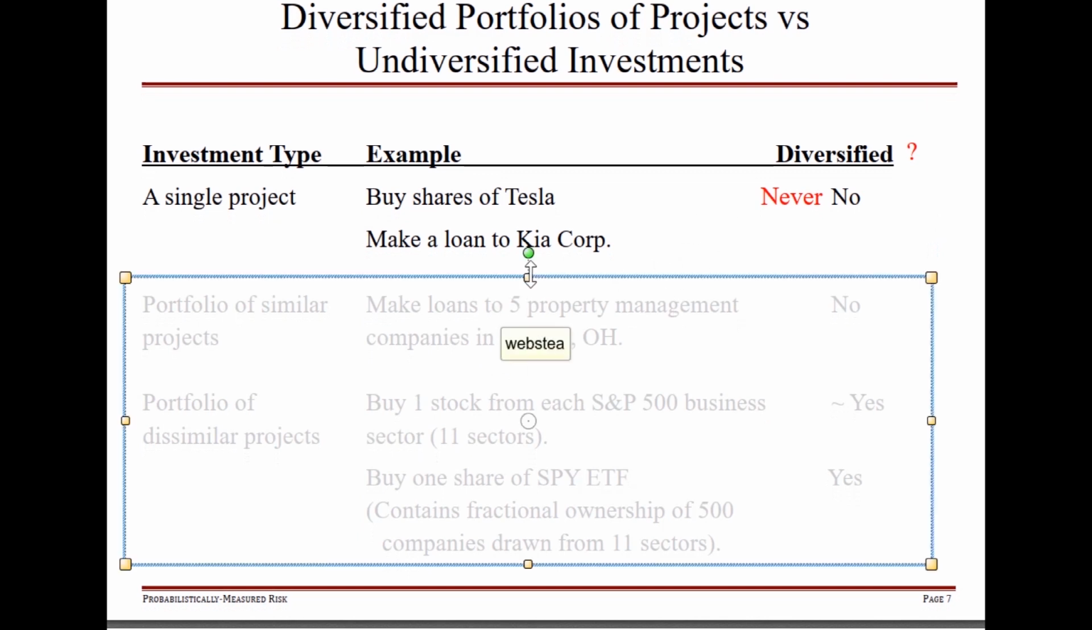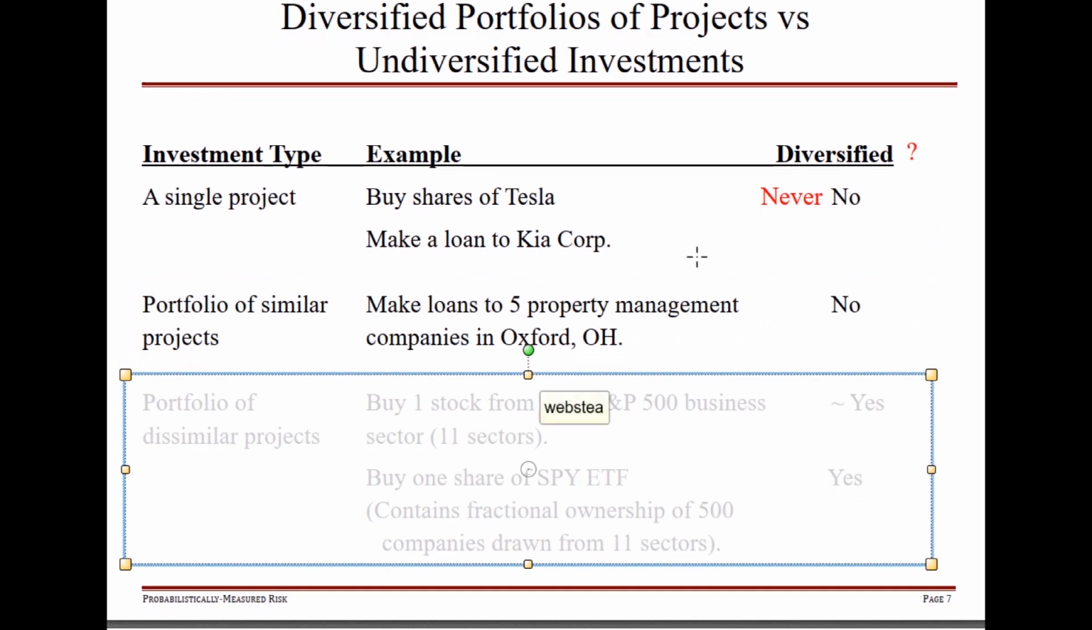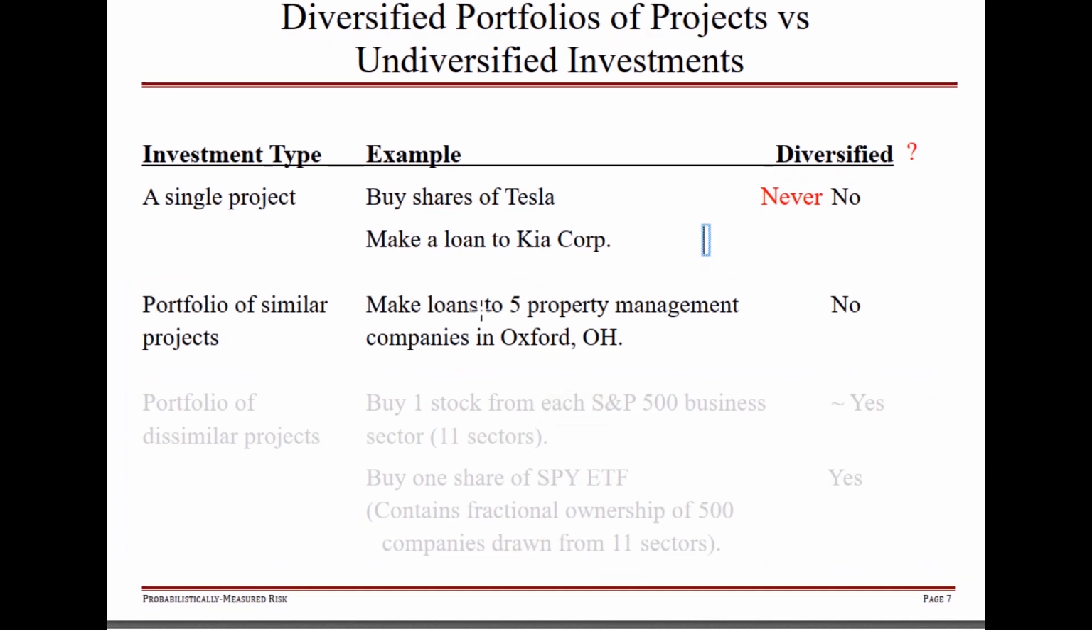Okay, let's now contrast that to a portfolio of projects, but now this is going to be similar projects. So what do we mean by a portfolio of similar projects? Well, portfolio means a bunch of projects, right? And similar is going to mean something like this. Let's say we have a lending company and all we do is make loans to 5 property management companies in Oxford, Ohio. Is this a diversified portfolio?